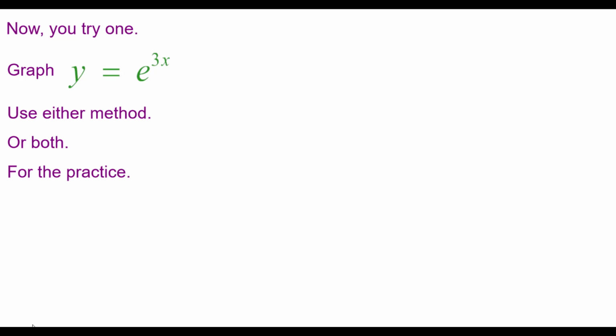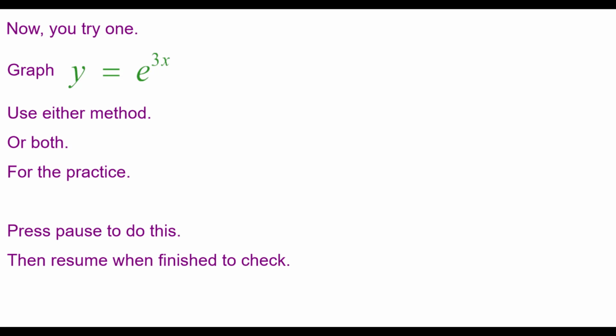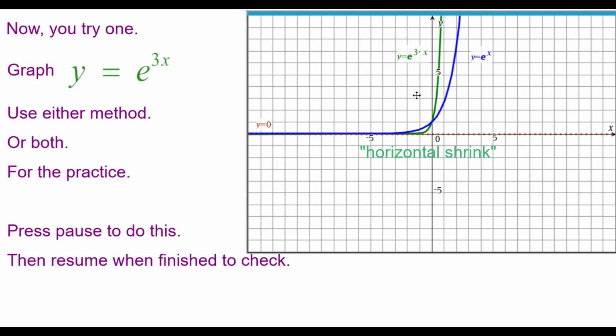Now you try one. Graph y equals e to the 3x power. Use either method or both, just for the practice. Press pause to do this, and then resume when you're finished to check your answer. And here is the answer. Y equals e to the 3 times x power is a horizontal shrink compared to the blue parent function.